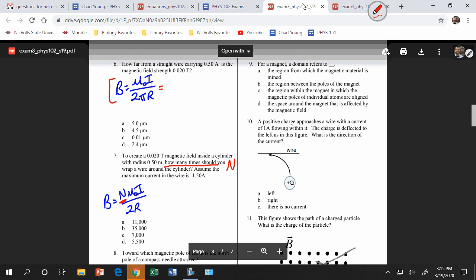Here I'm looking for how far. So I'm looking for R. R is going to be equal to mu naught I over 2 pi B. That's 8.85 times 10 to the minus 12, times I, which is 0.5 amps, over 2 pi, and then B was 0.02 Tesla.